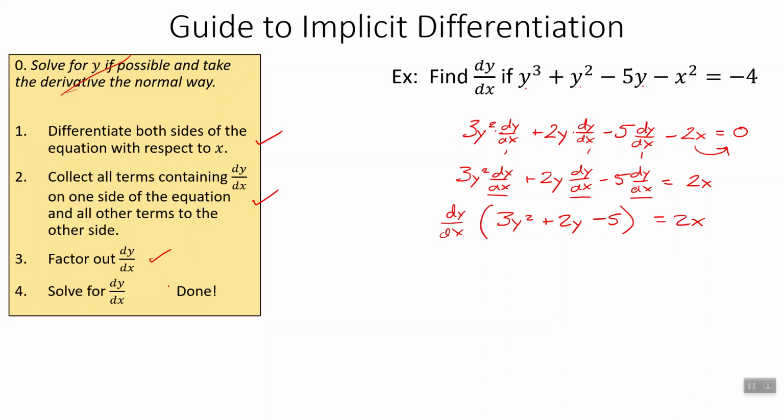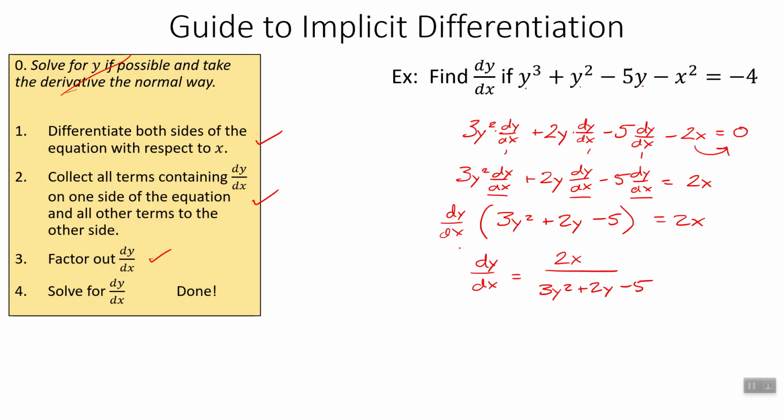So we factored it out, and now our last step is to solve for dy dx. So we just have to divide this guy away. It's always just going to be dividing that off. So we get dy dx equals the 2x over all of this guy. So 3y squared plus 2y minus 5.